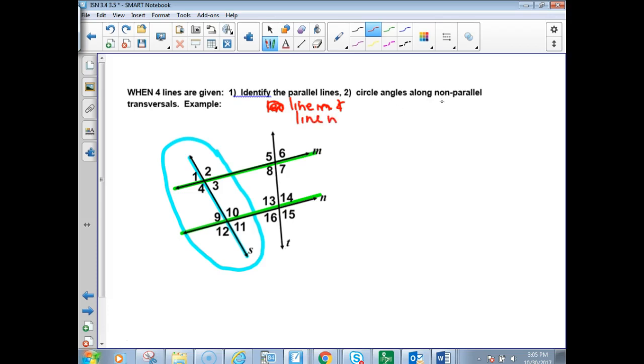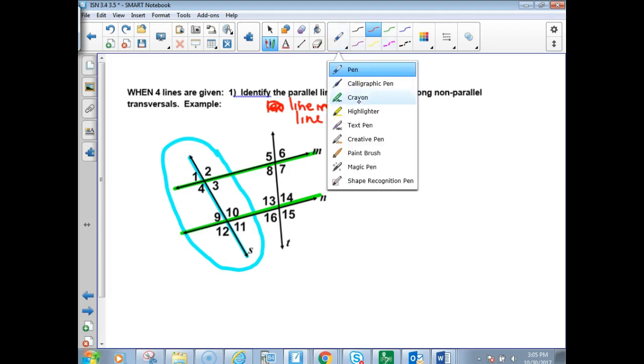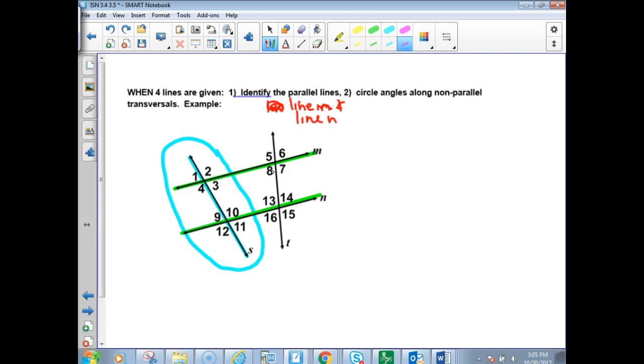Now it said circle angles along non-parallel transversals, which means these guys have to do with one another. And then on the other side, you ignore those for a minute and you go to these and you say these are related. Okay, and how are they related? Well, because you have parallel lines M and N, you can figure out all the measures of these angles over here if you knew the measure of one.